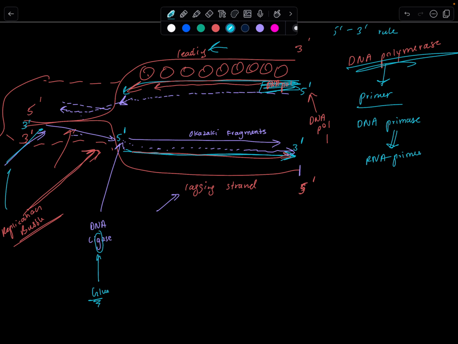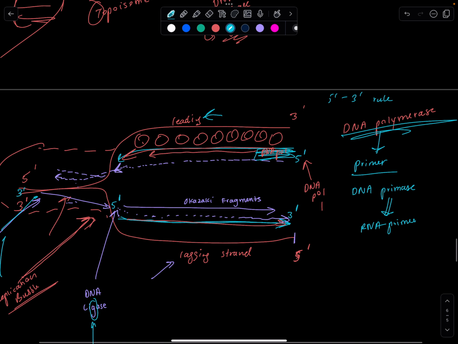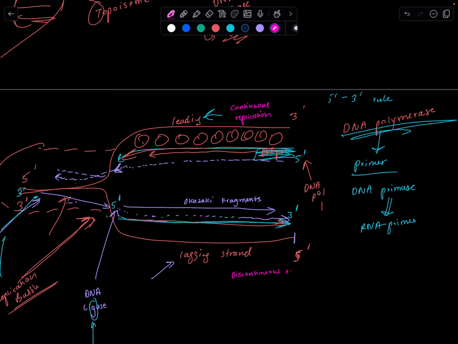That's not a problem for the leading strand because of the direction. So because there's no Okazaki fragments in the leading strand, everything's going the way we would expect it to. It's going to be called continuous replication. Whereas on the bottom, we have fragments that we have to then glue back together. It's called discontinuous replication. So those are the main basics of DNA replication.